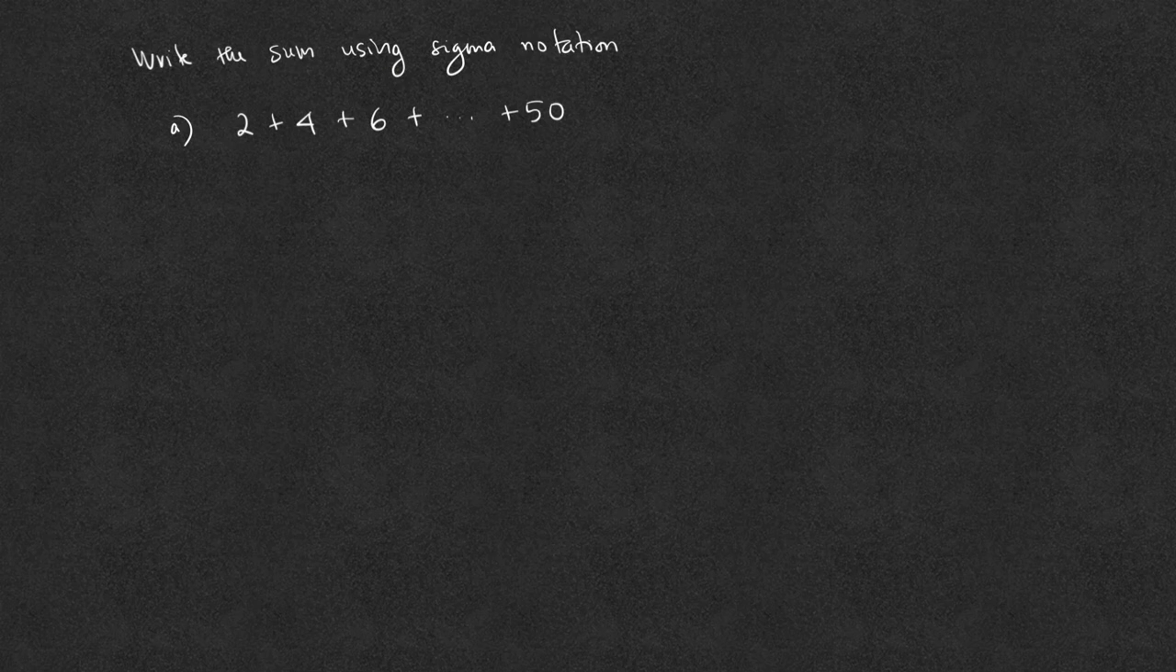Write the sum using sigma notation. To find the sum, first, we would need to know the formula for the nth term. The sum would look something like this, where a sub n is the formula for the nth term. In this case, a sub 1 is 2, a sub 2 is 4, a sub 3 is 6.